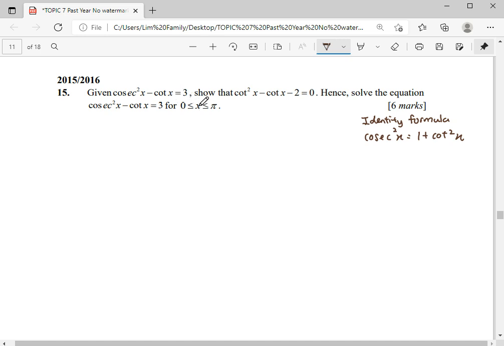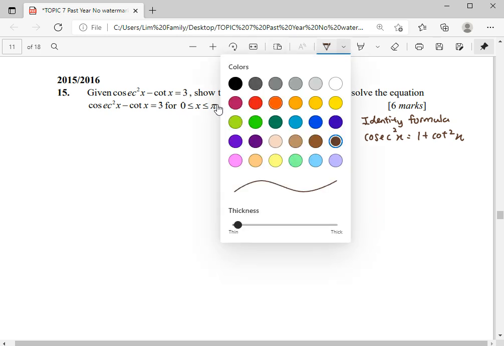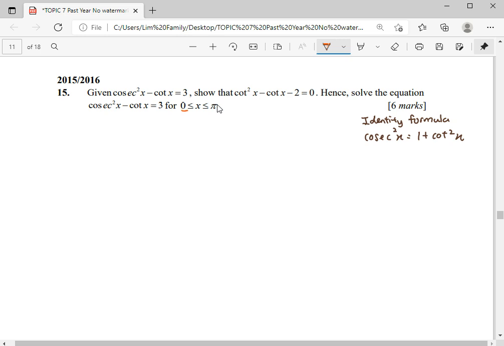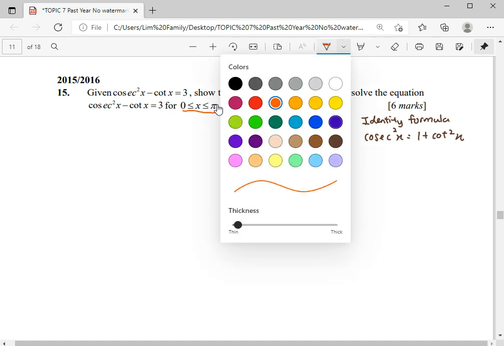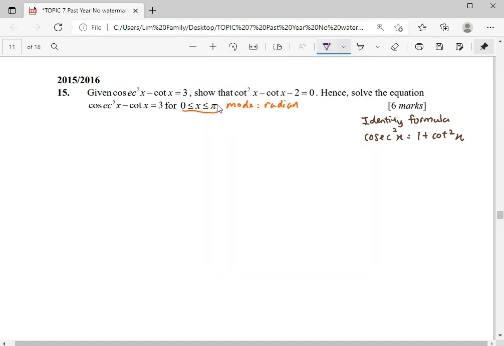For the angle x here, it is between 0 and pi. You have to be very careful for this question because it uses pi. 0 and pi means the mode of our calculator should be in radian when we are solving later. So for the first task, we show that this will equal 0 first.